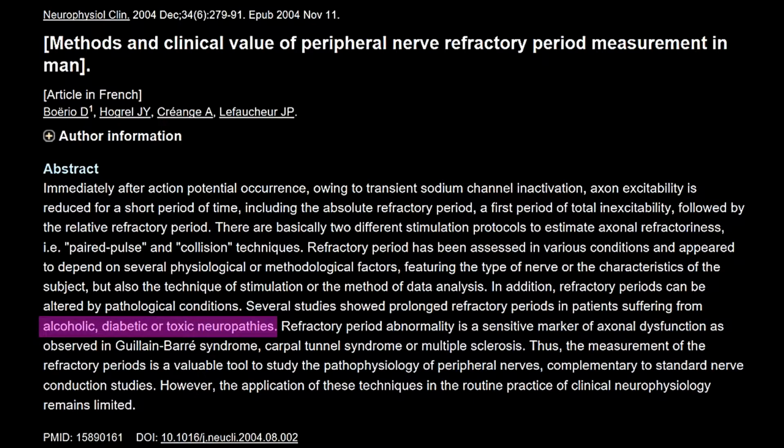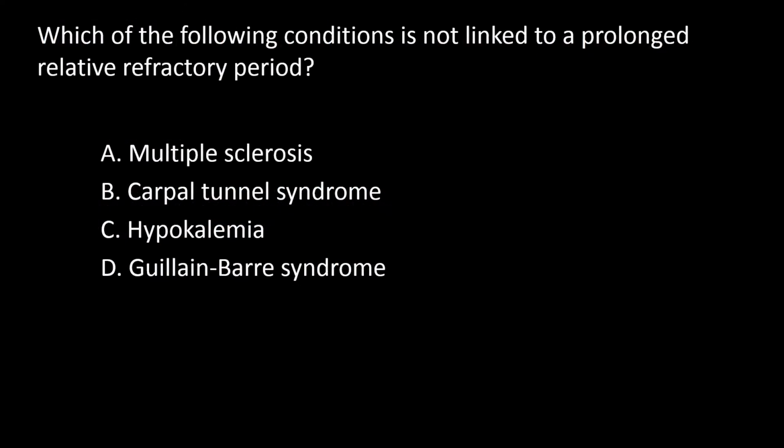Conditions associated with prolongation of the refractory period include alcohol, diabetes, and toxic neuropathies, Guillain-Barré syndrome, carpal tunnel syndrome, and multiple sclerosis. The association with multiple sclerosis is interesting since it implies peripheral nerve involvement in this condition known to produce central nervous system pathology. So the answer to this question is C.